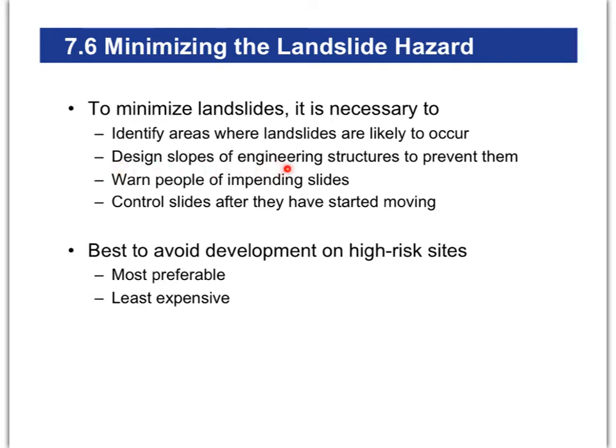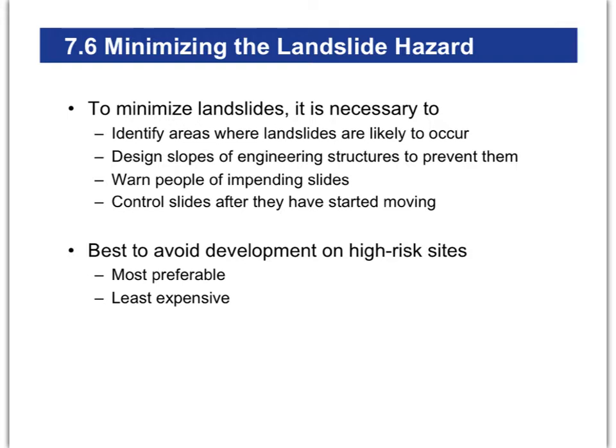We can also, like I mentioned before, design engineering structures to prevent them, to either channel landslides to places where it's safe or even to prevent them from moving at all. Like I mentioned before, warning people is educating the public. And after they've started moving, you can create channels to control where the slides move. So if you can't prevent it, you can at least direct it to some place that's safer.